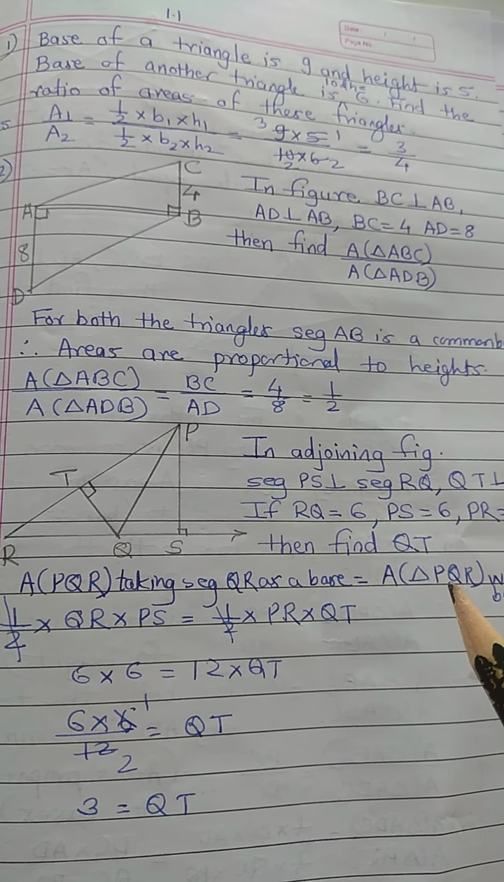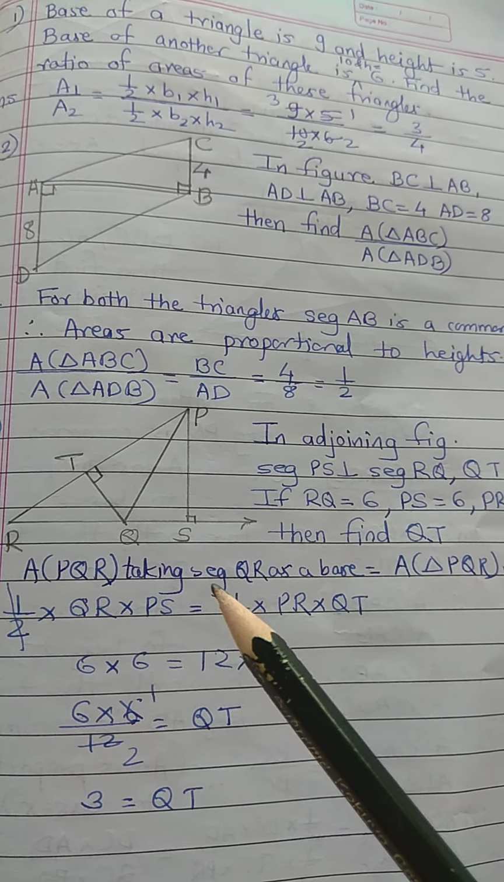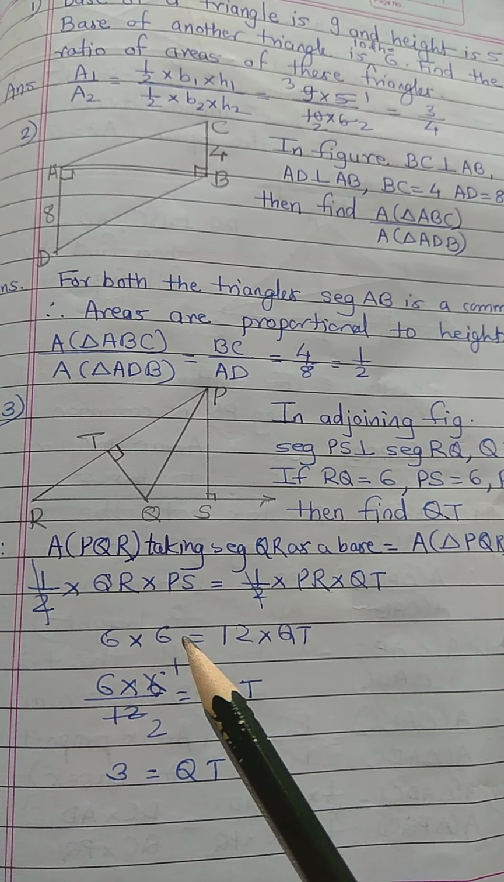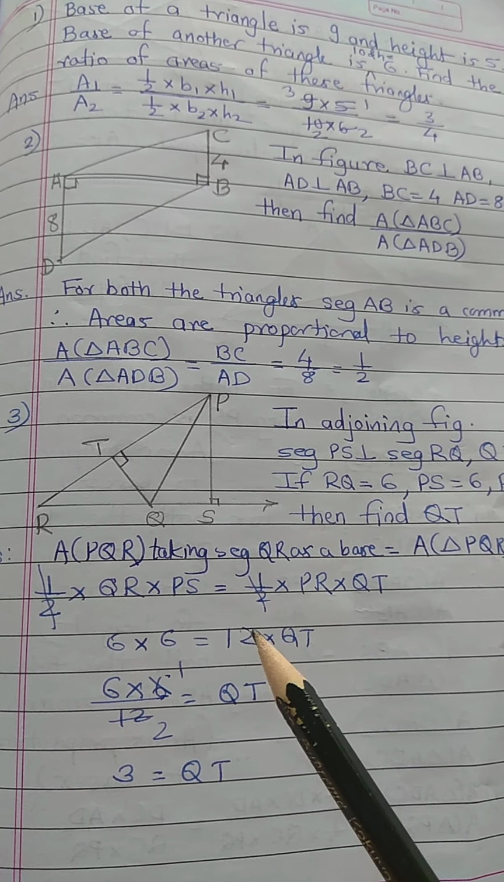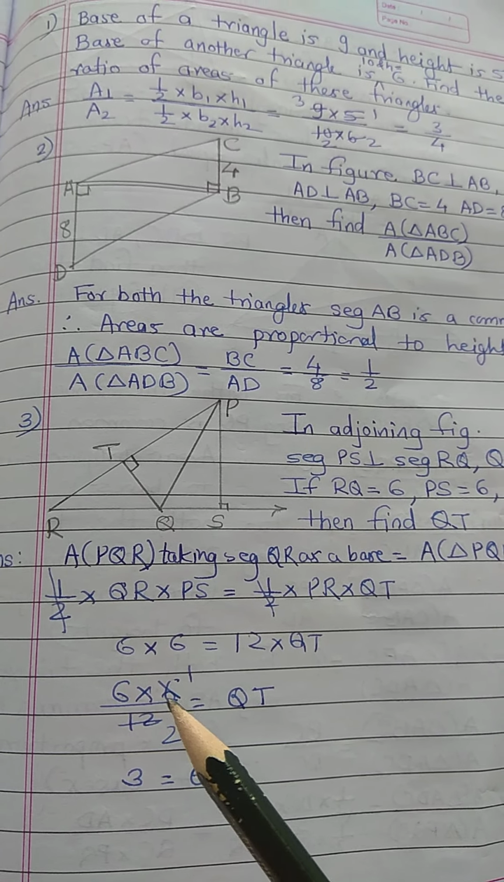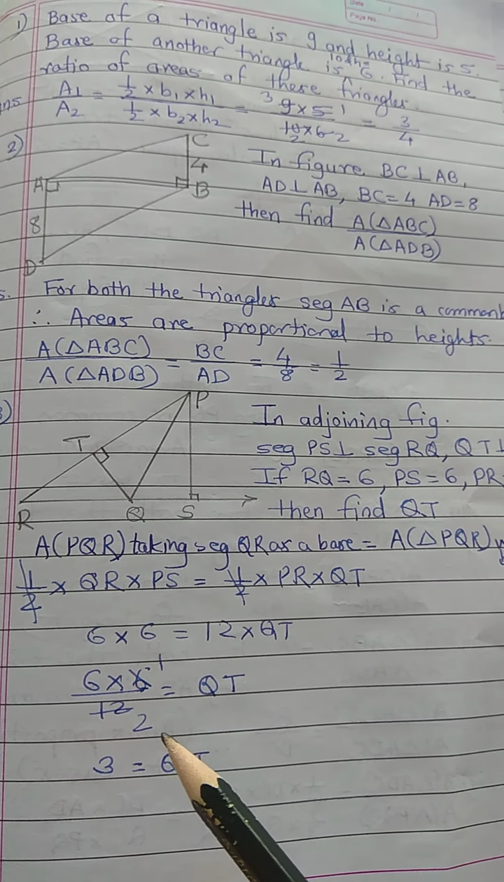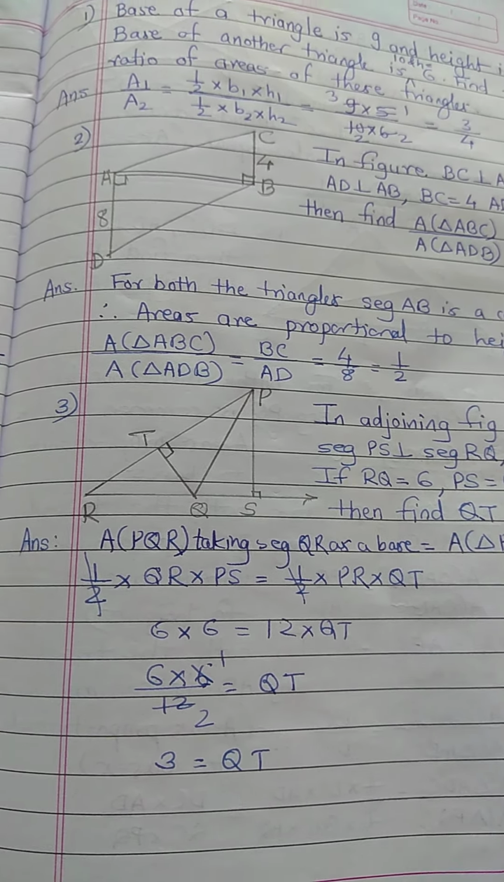For the same triangle PQR, if we are taking base PR, then the height should be QT. Substituting the values, 6 into 6 equal to 12 into QT. So QT equals 6 into 6 upon 12. 6 ones are 6, 6 twos are 12. Now 2 ones are 2, 2 threes are 6. So QT equals 3.